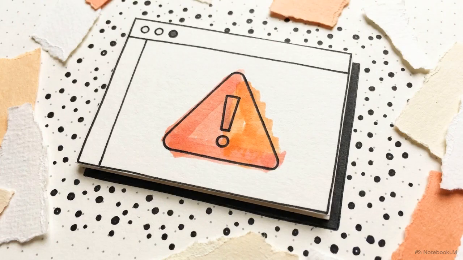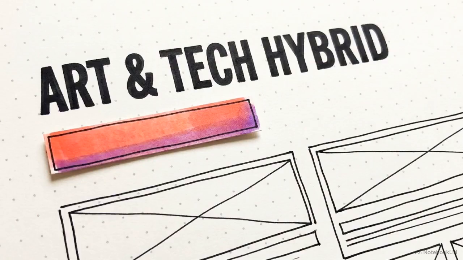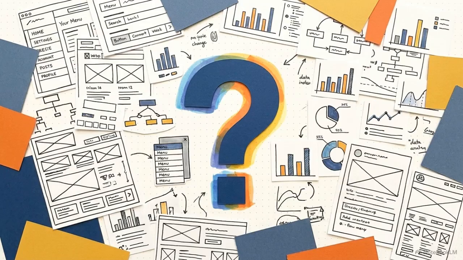Running these tests without strict analytical parameters leads to false positives and wasted effort. Meaningful results require a specific methodology. First, you must test strictly one variable at a time. Changing the headline, the button color, and the hero image simultaneously creates multivariate chaos, making it impossible to know which specific change actually drove the result.